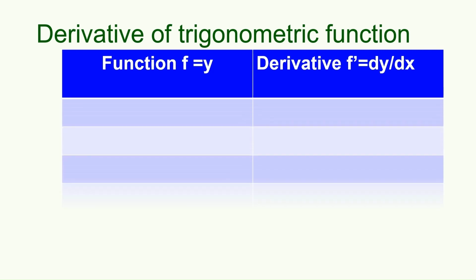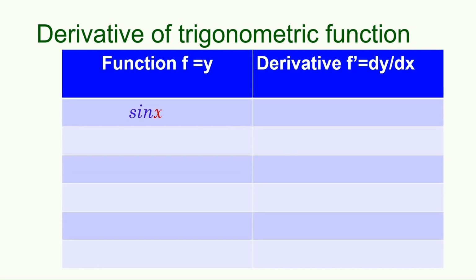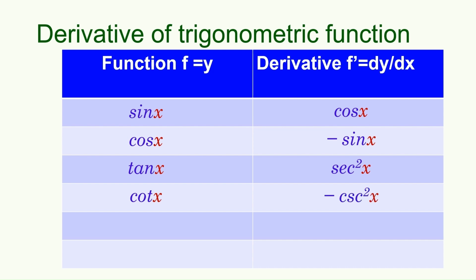Derivative of trigonometric functions. Note function f equals y and derivative f' equals dy/dx. For the function sine of x the derivative is cosine of x. For cosine of x the derivative is minus sine of x. For tangent of x the derivative is sec squared of x. For cot of x the derivative is minus cosec squared of x. For secant of x the derivative is sec of x times tan of x. For cosecant of x the derivative is minus cosec of x times cot of x.